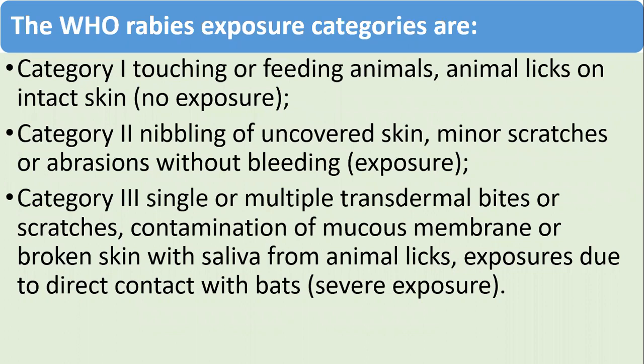What are these categories? Category 1 is just touching or feeding animals, or licks on intact skin, so we label it as no exposure. Category 2 is nibbling of uncovered skin, minor scratches or abrasions without bleeding. We label it as exposure. And category 3 is single or multiple transdermal bites or scratches, contaminated mucous membrane or broken skin with saliva from animal licks, and exposure due to direct contact with bats. We label it as severe exposure.